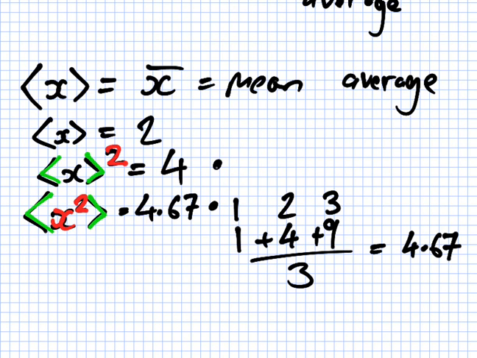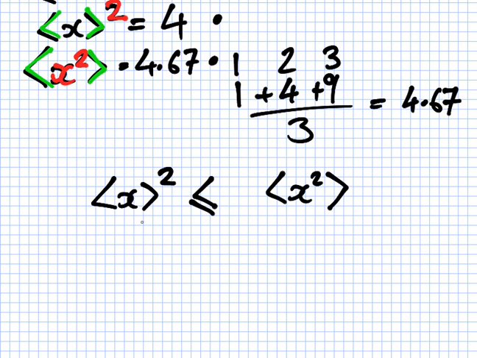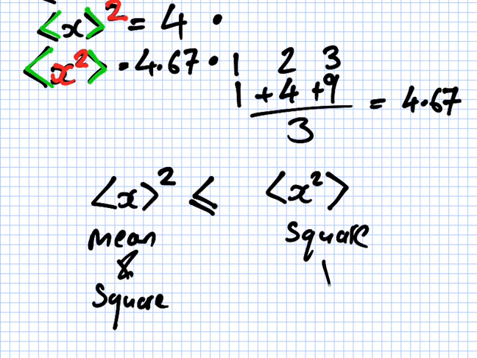So see, they're different. And not only are they different, this one is bigger than this one. And that's also something that's always true. So first note that this will be smaller than, could be equal, but it will always be smaller or equal than this one here. And this one here is mean and square, where this one here is first you square, and then you get the mean.